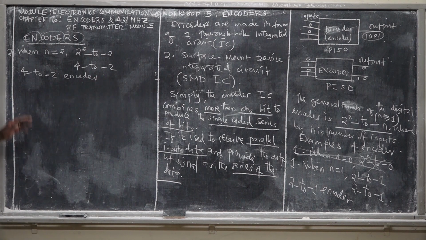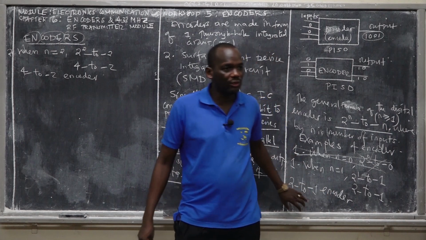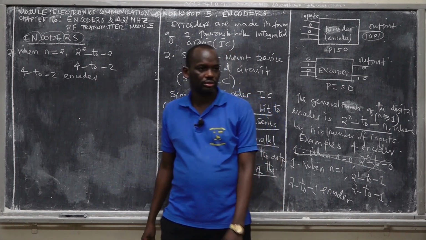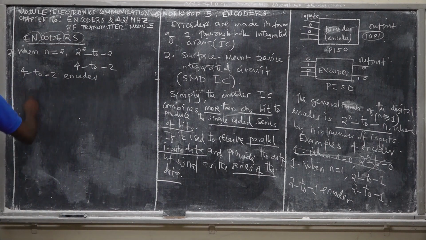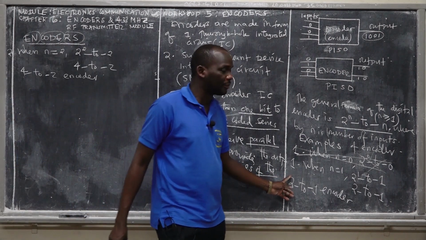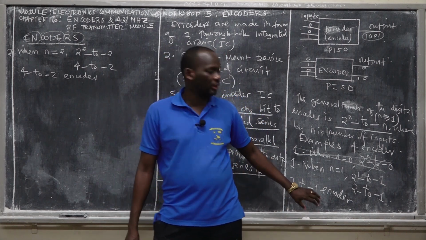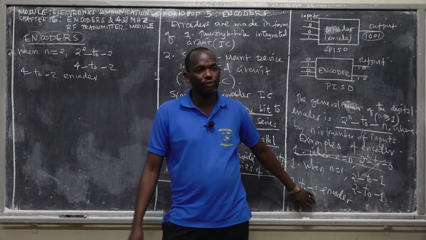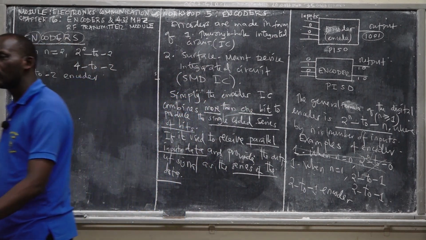So what does it mean? For the 2 to 1 encoder, we have 2 inputs and 1 output. Are we together? And for the 4 to 2 encoder, we have 4 inputs and 2 outputs. Having 2 inputs means that the binary bits are supplied in parallel. Having 1 output means that the encoded information will be given out as a series or sequence of binary code.